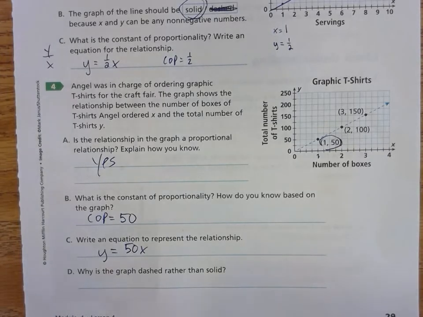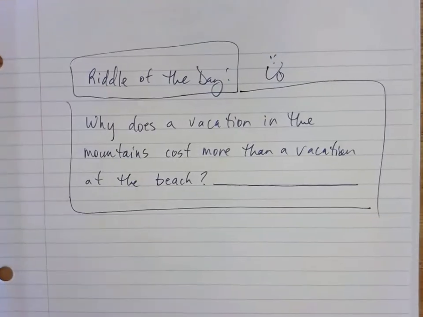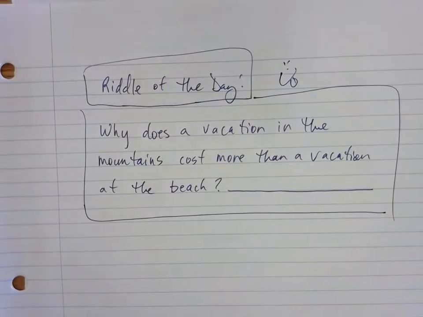All right, so there you go. Here's your riddle of the day. Let's say Tommy goes on vacation and he wants to know, when he looks up stuff on TripAdvisor, why does a vacation in the mountains cost more than a vacation at the beach? He's wondering about that.